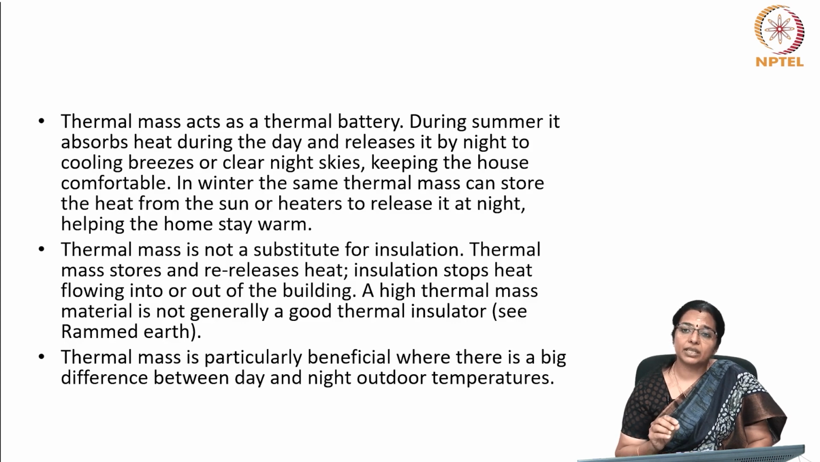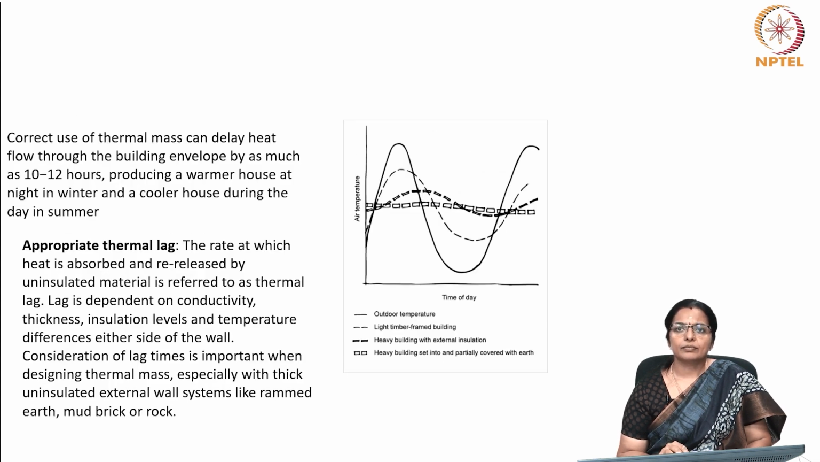Thermal mass is particularly beneficial where there is a big difference between day and night outdoor temperature, which is called diurnal variation. The correct use of thermal mass can delay heat flow through the building envelope by as much as 10 to 12 hours, producing a warmer house at night in winter and a cooler house during the day in summer.